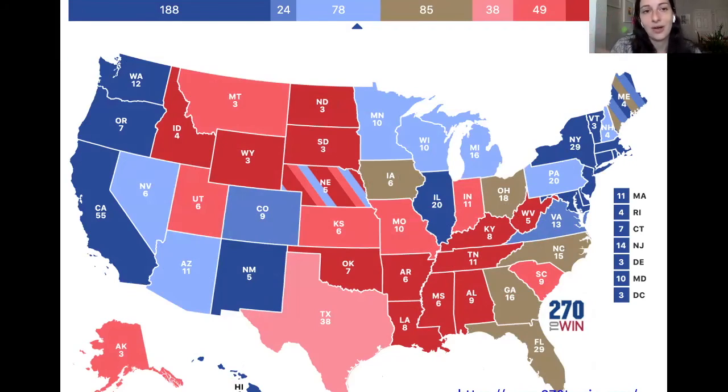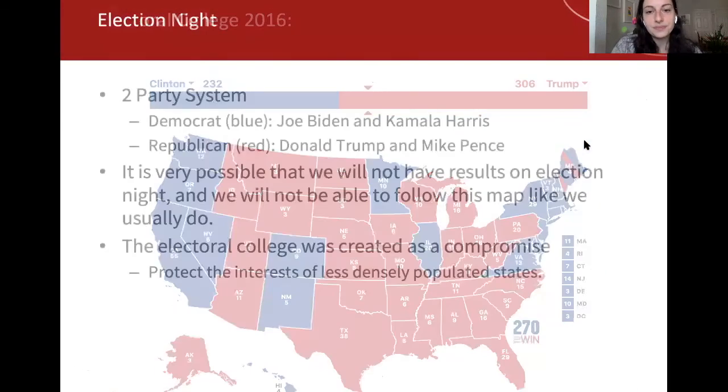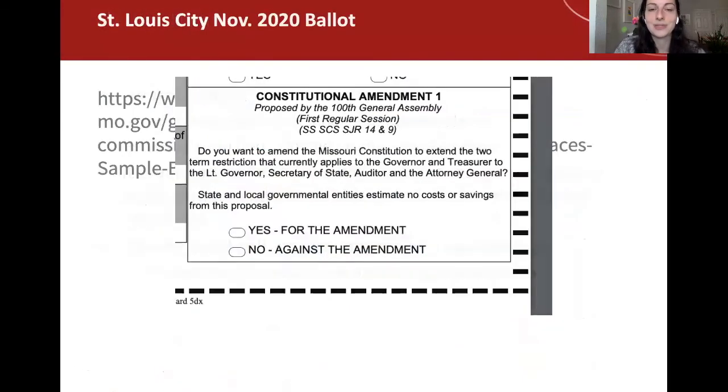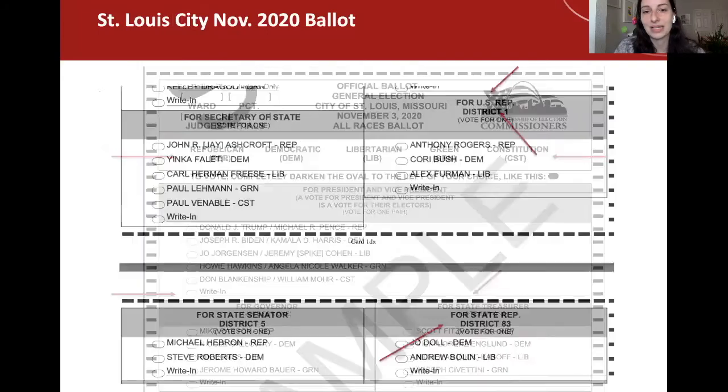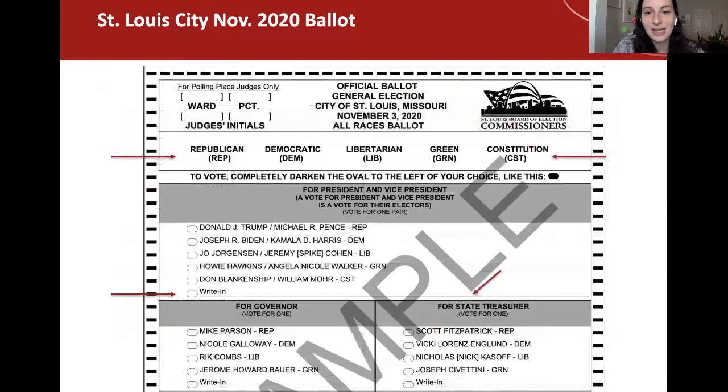Only the winner will be represented in the Electoral College. So that's why when we look at maps, we see a lot of red and blue, and we don't really see much of other colors. You'll note here that all of these positions have a write-in option. You can just write whoever you want to vote for president, or for governor, or for state treasurer, etc.